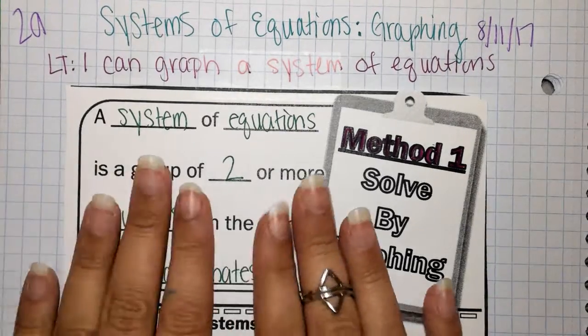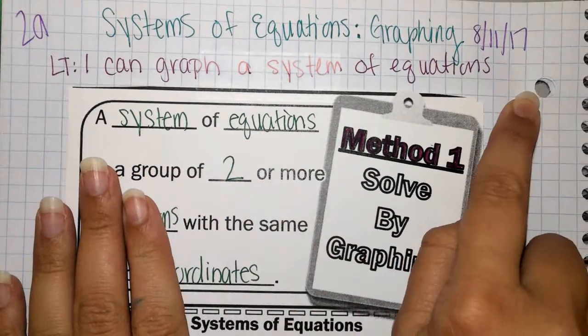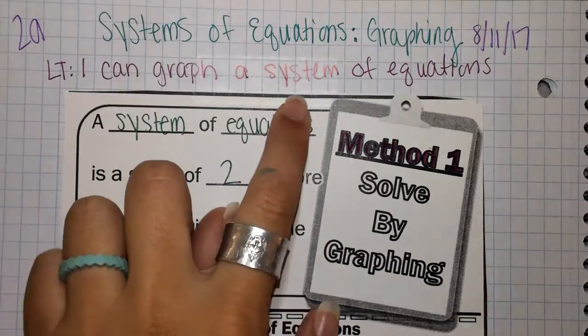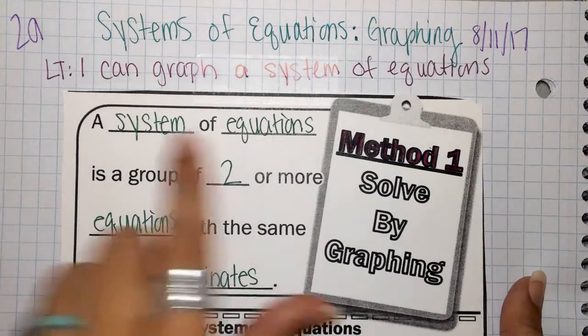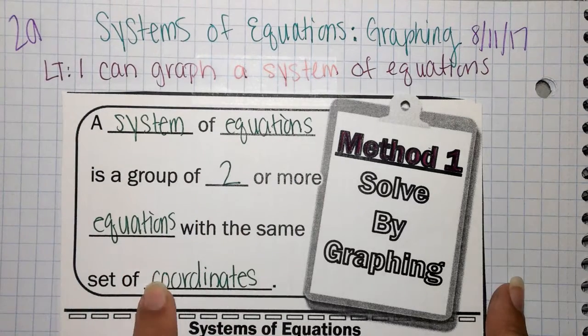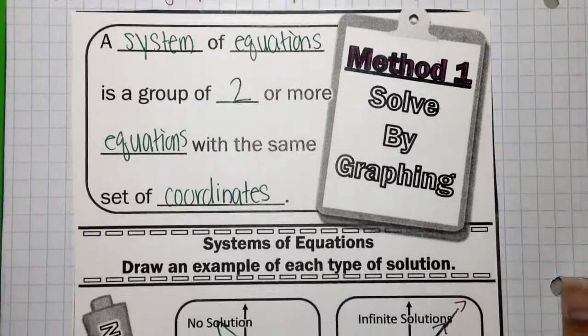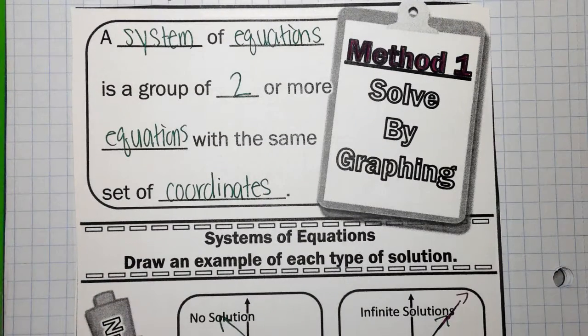All right, so our learning target for Friday, which is our same learning target for today, says I can graph a system of equations. It says a system of equations is a group of two or more equations with the same set of coordinates. So remember, we started this on Friday. Does everybody remember?